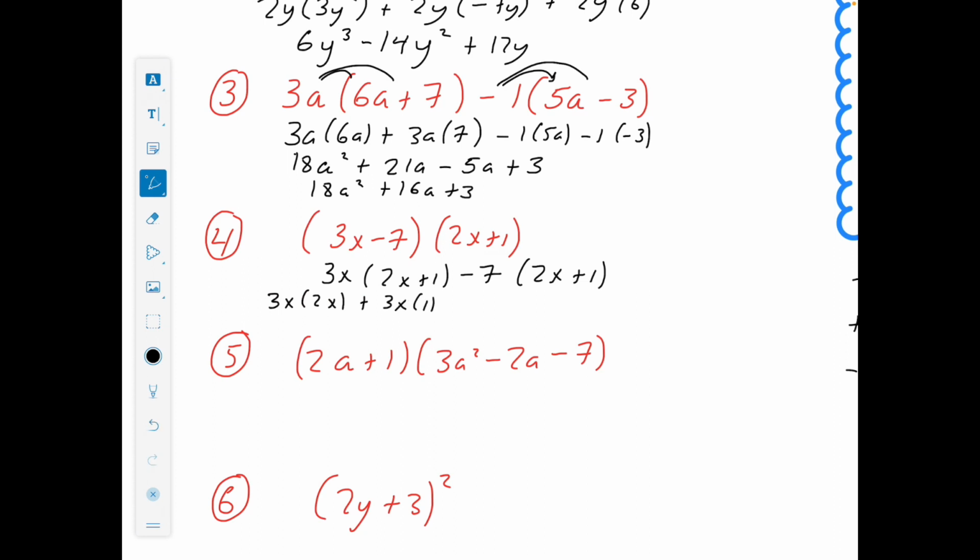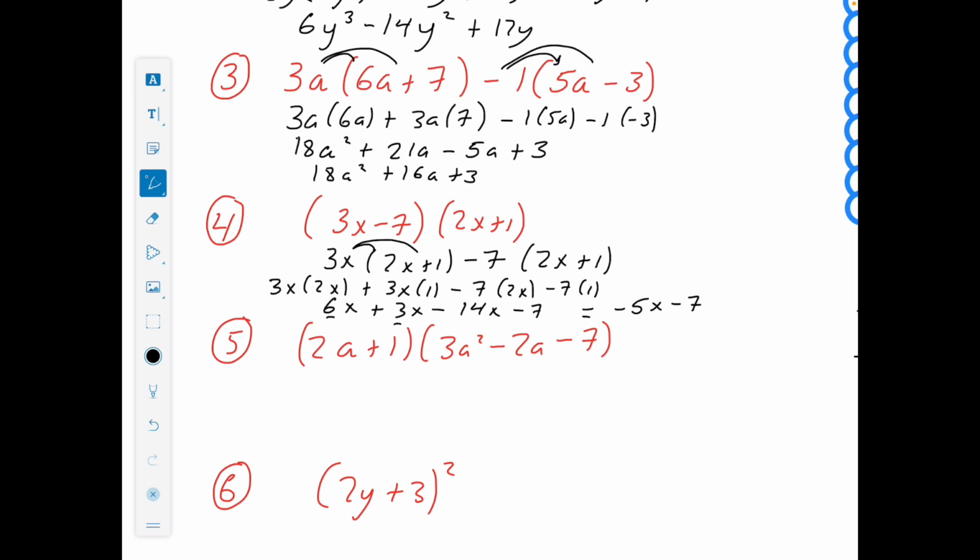Okay, and now we're just going to multiply. So it'll be 3x by 2x plus 3x by 1. Okay, so that by that, and that by that. And then we've minus 7 multiplied by 2x, minus 7 multiplied by 1. This here, 3x multiplied by 2x, that's going to give me 6x squared. 3x multiplied by 1 will give me 3x. Minus 7 multiplied by 2x will be minus 14x. And then minus 7 multiplied by 1 will be minus 7. Now I can simplify this. So 6 plus 3 gives me 9, minus 14 gives me minus 5x, minus 7.